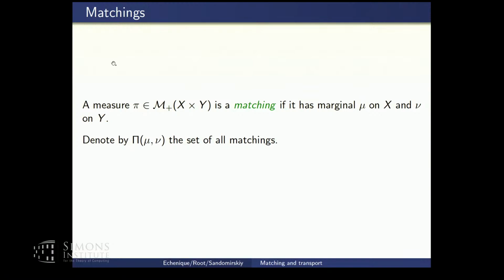Okay, so what's a matching? A matching is a finite measure on the product space, which respects the two marginals. So if I look at the marginal on X, it's equal to μ, and the marginal on Y is equal to ν. That's a matching. And Π(μ, ν) is the set of all matchings.